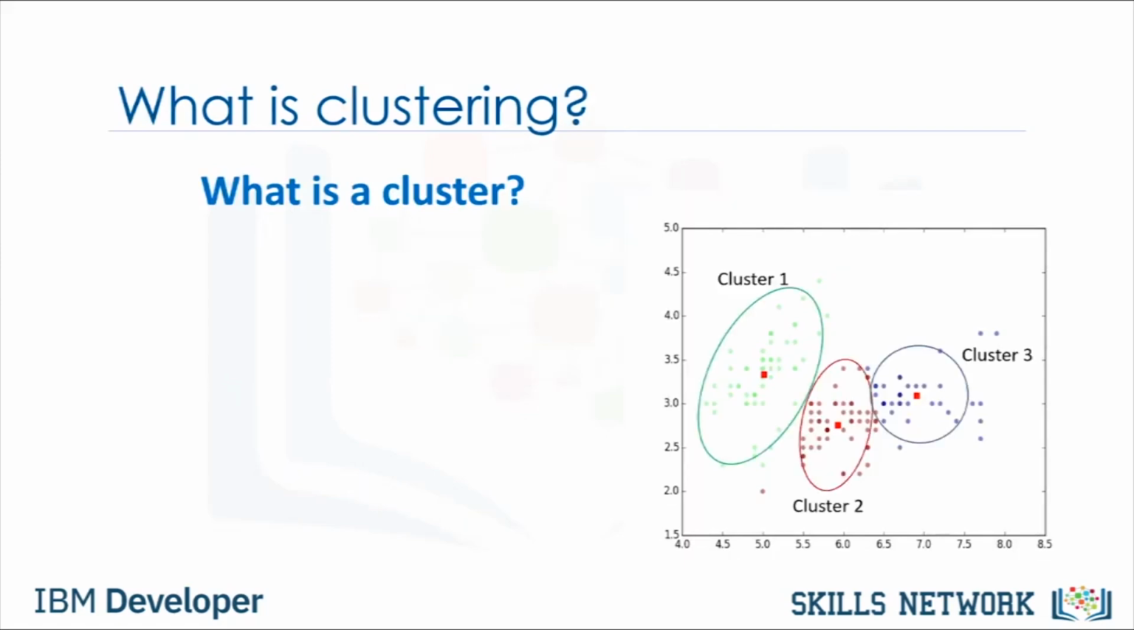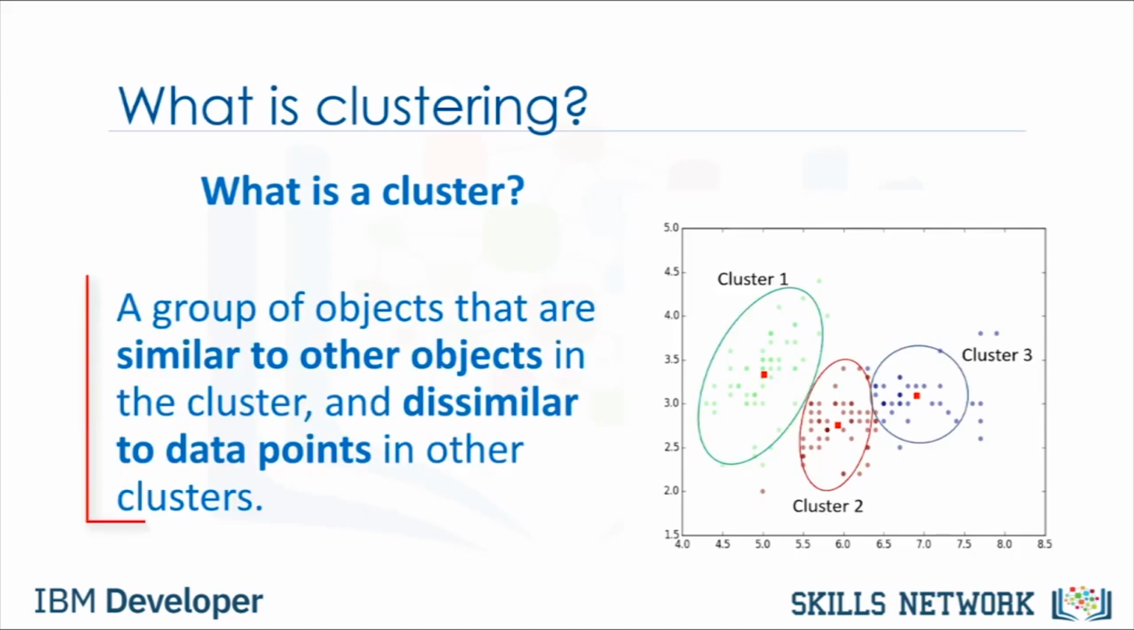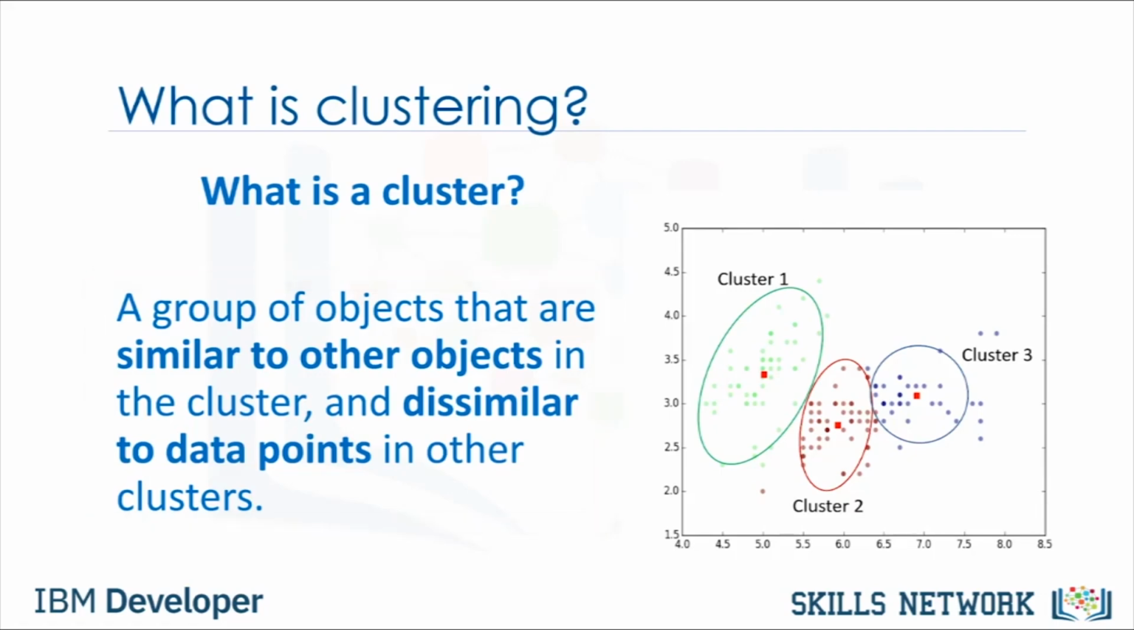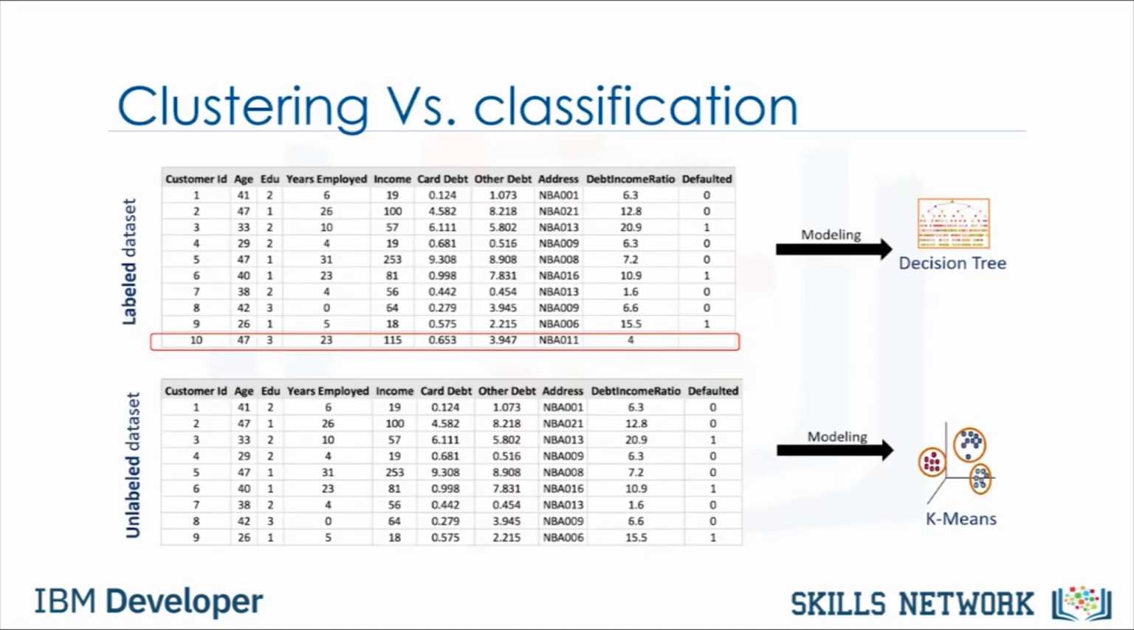So, what is a cluster? A cluster is a group of data points or objects in a dataset that are similar to other objects in the group and dissimilar to data points in other clusters. Now, the question is, what is different between clustering and classification? Let's look at our customer dataset again.